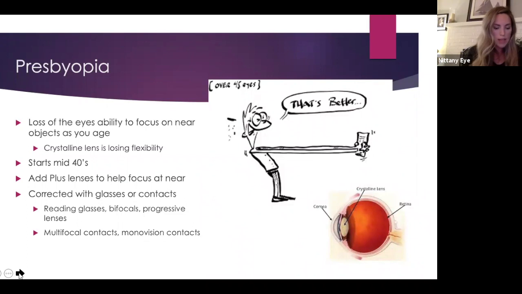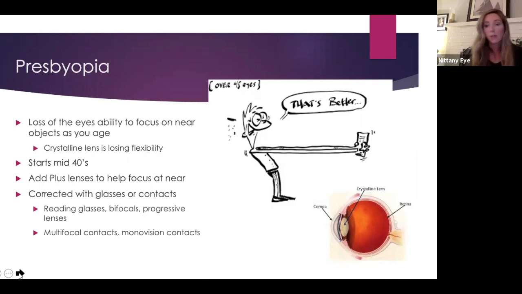And we can correct that with glasses or contacts. So there's always the reading glasses, whether they're over the counter or prescription. There's bifocals if you need help with distance and near, and the progressive lenses as well, or the no-line bifocals. So multifocal contacts and monovision contacts are also an option. Multifocal contacts give us multiple points of vision in one contact lens. And I've had a lot of success with them, with people starting to have these issues.